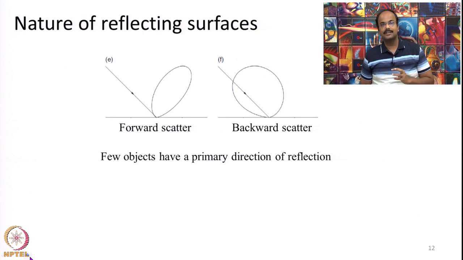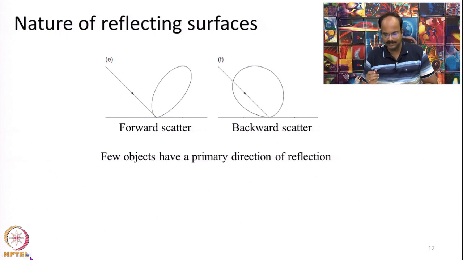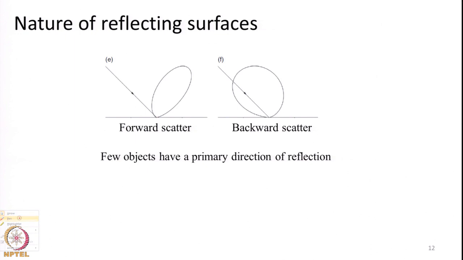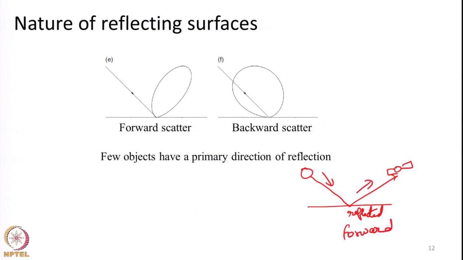Based on that direction, we can classify objects as forward scatterer or backward scatterer. So, what is a forward scatterer or backward scatterer? Let us take this example. Say there is the sun here, the surface is here, and the sensor is located here, exactly opposite the direction of the sun. The sun's radiation is falling on it. After getting reflected, the energy is going in a direction opposite to the direction in which it came. We call such surfaces forward reflectors.